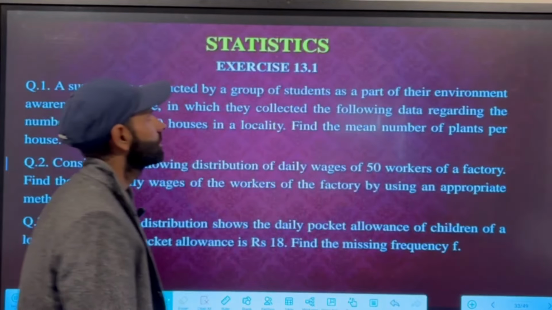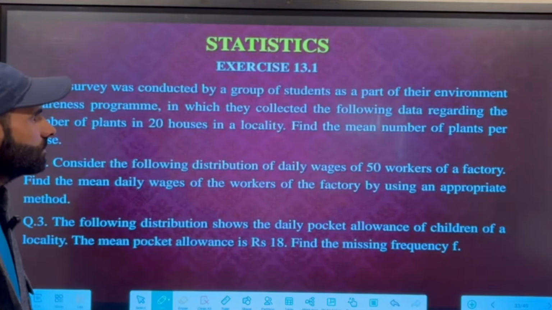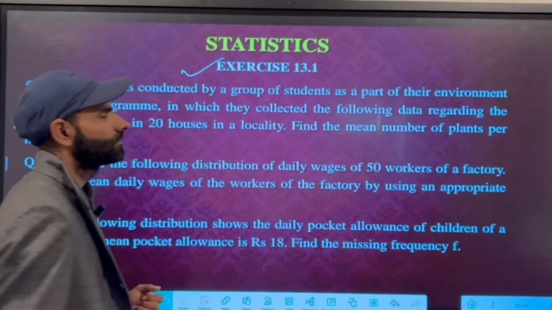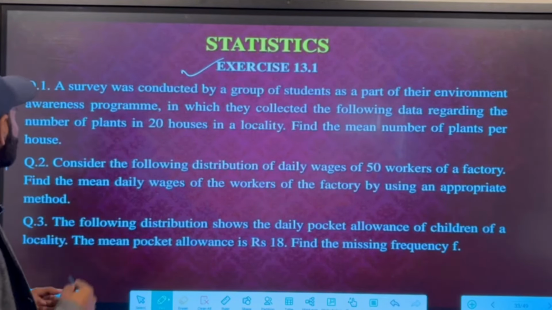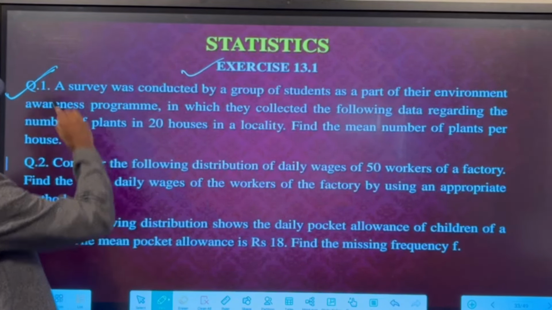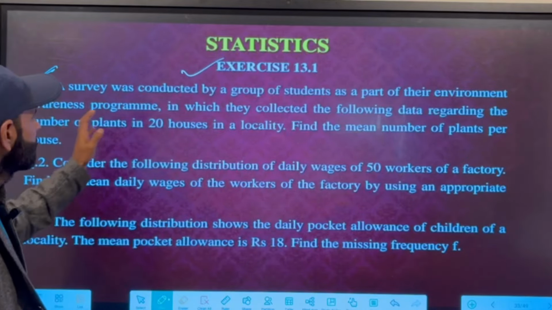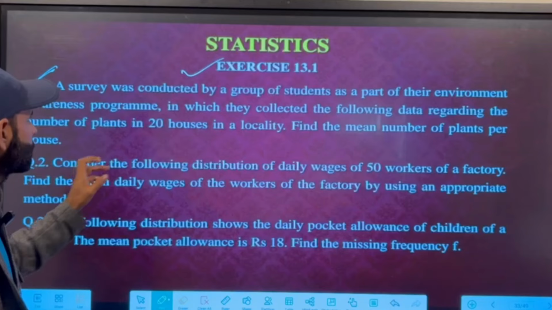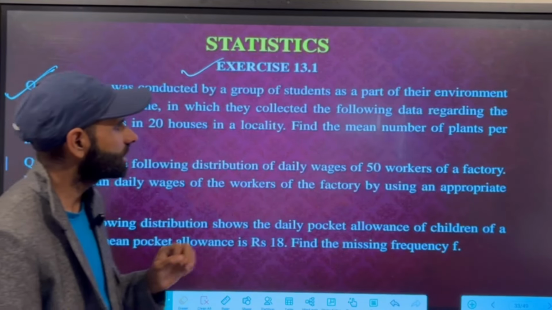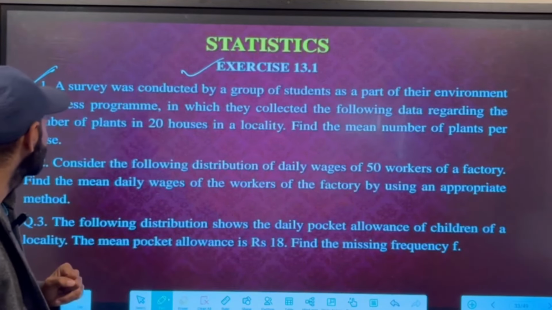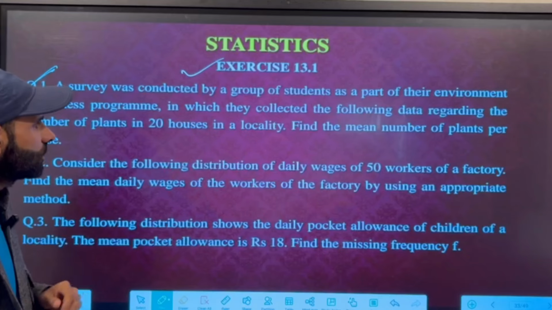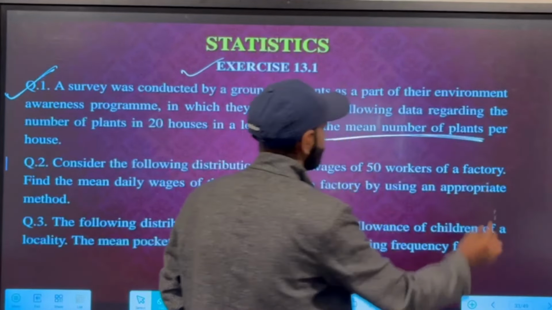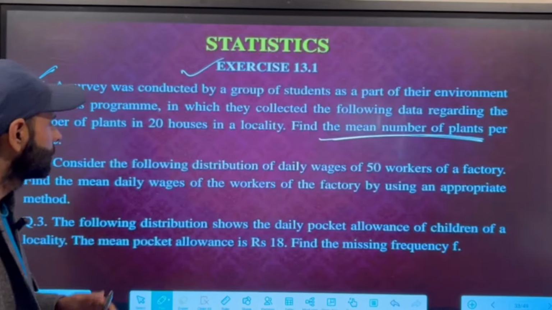Chapter number last but one, statistics. Exercise 13.1. Very important chapter. Question number 1. Question number 1 is important. A survey was conducted by a group of students as a part of their environment awareness program, in which they collected the following data regarding the number of plants in 20 houses in a locality. Find the mean number of plants. You have to find the mean.